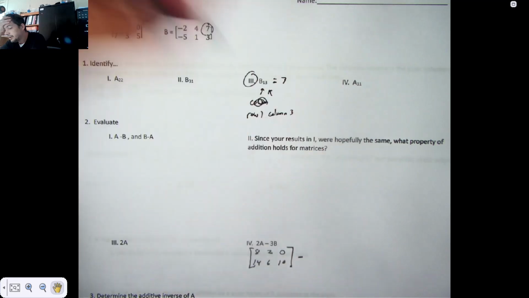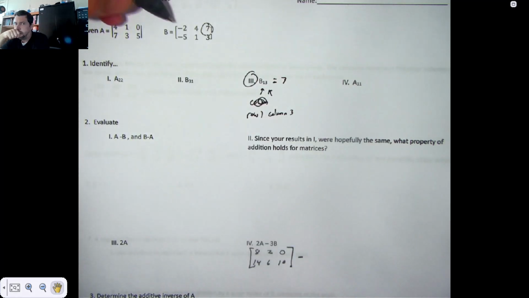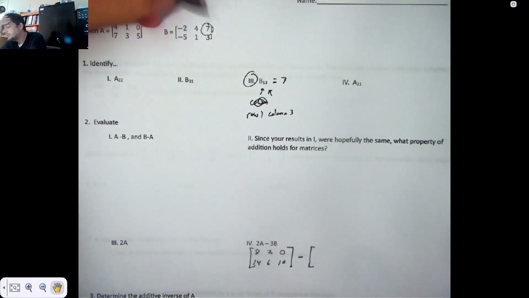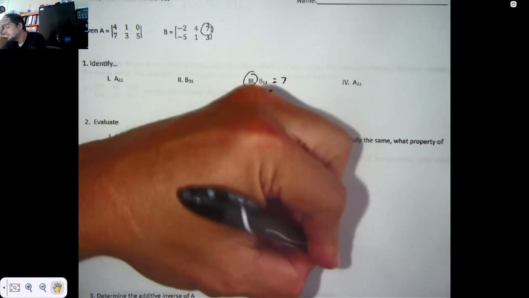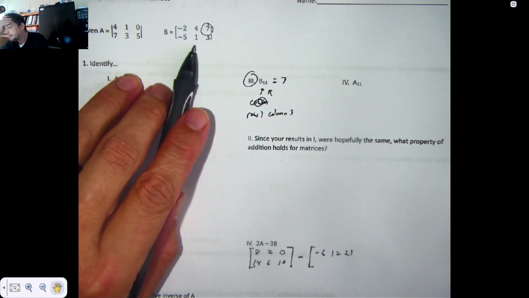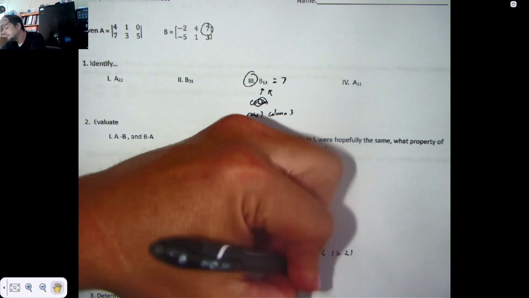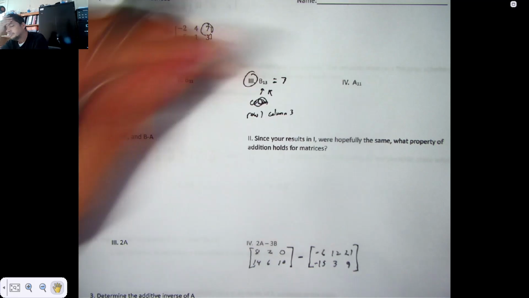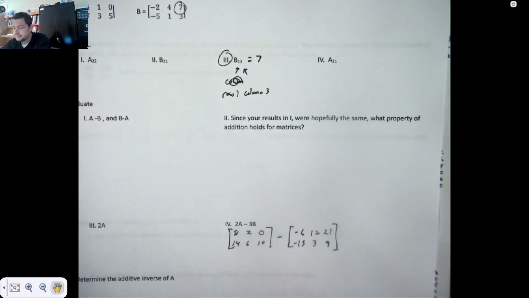And I'm supposed to subtract 3B. So I'm just going to triple everything in here. This is called scalar multiplication. I'm going to get negative 6, 12, 21. I'm going to get negative 15, 3, 9. I'm not going to try and do it in my head.